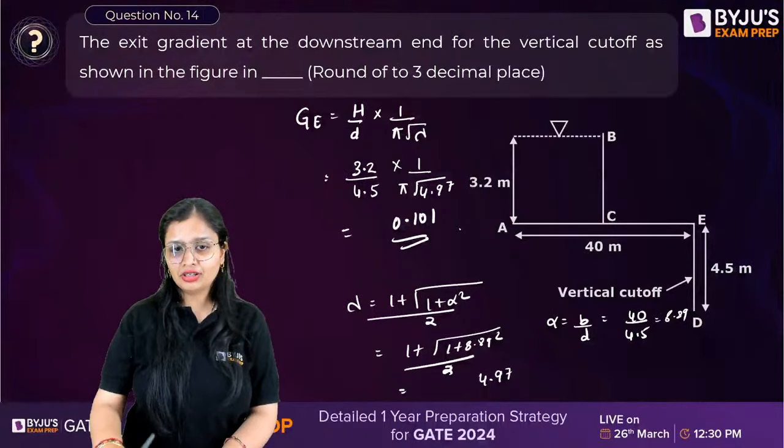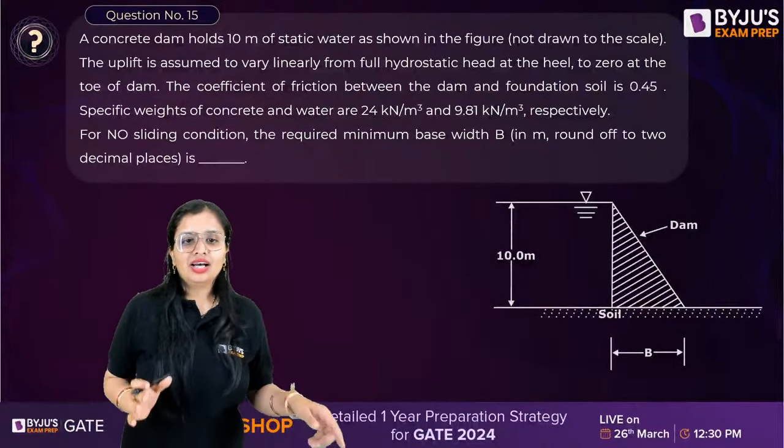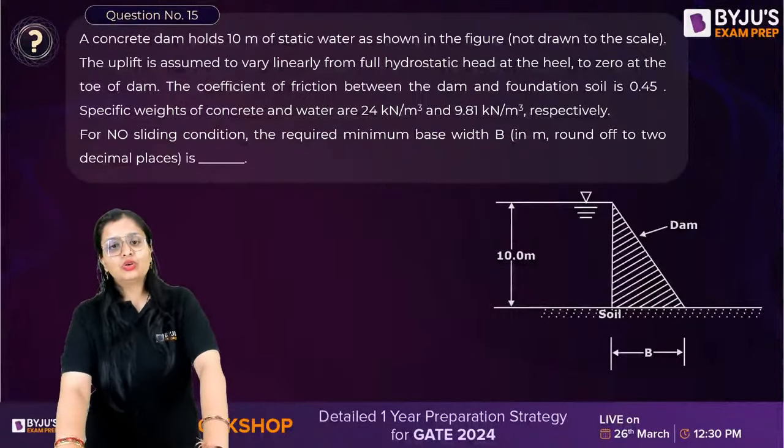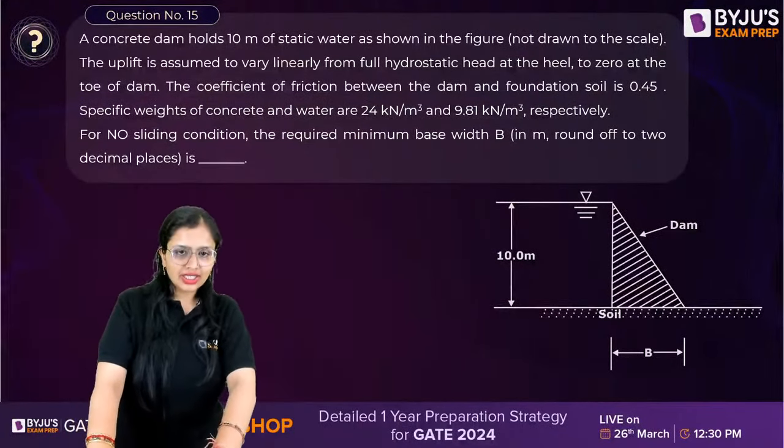Calculation is correct, beta. Okay. Now this question. A concrete dam is given to you. It holds 10 meter of static water, which you can see here. Figure is not to scale.